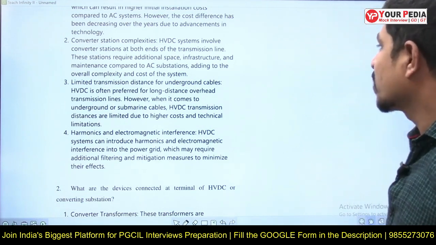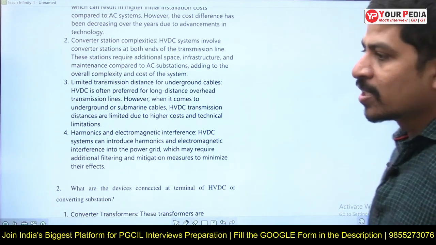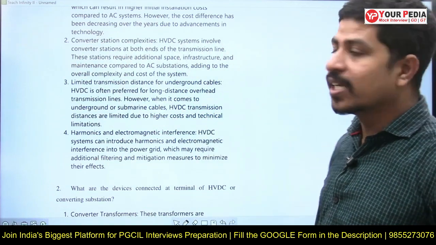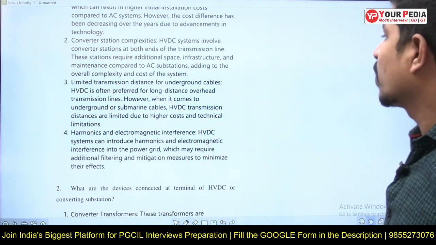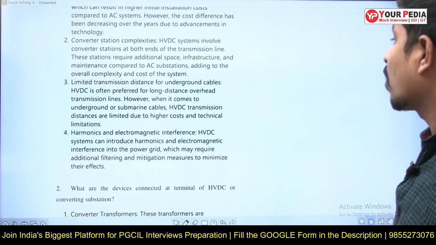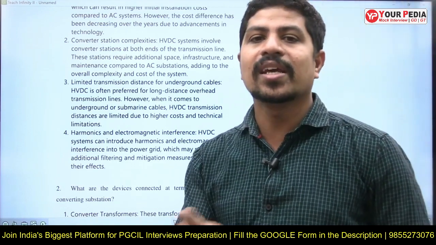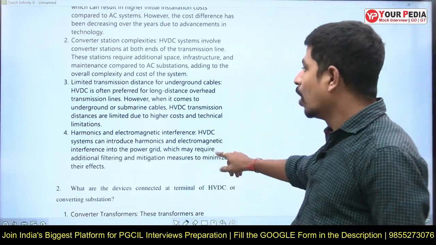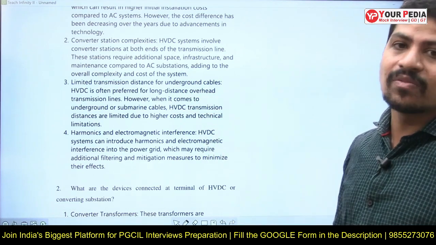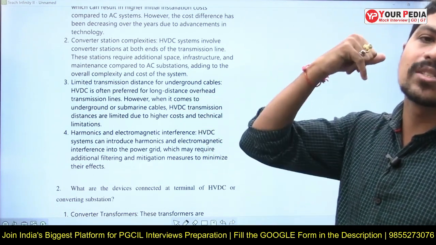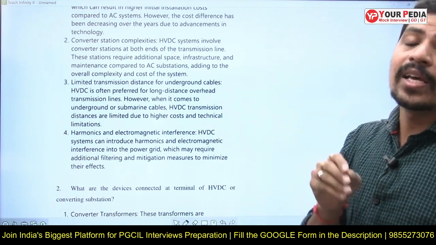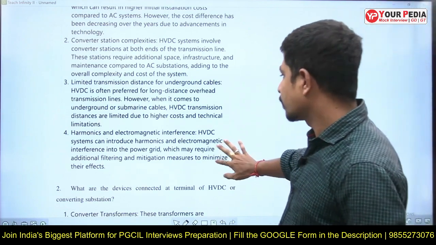Next, limited transmission distance for underground cables. For overhead transmission, to whatever distance you want, you can go with HVDC, but for underground or submarine cables, HVDC transmission distance is limited due to higher costs and technical limitations. Here economics plays a role in the distance of DC underground transmission. For overhead, compared to AC, you can transmit DC to whatever distance you want. Why? Because HVDC does not have the problem of stability, right?